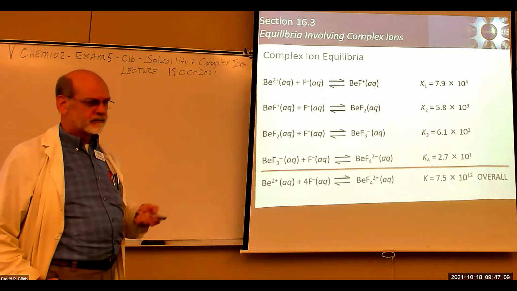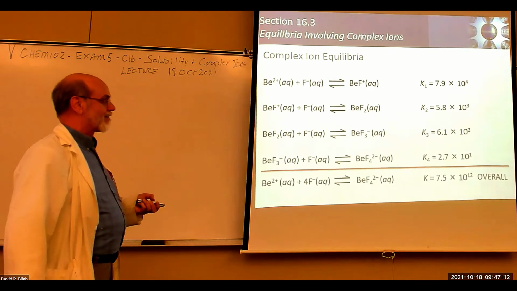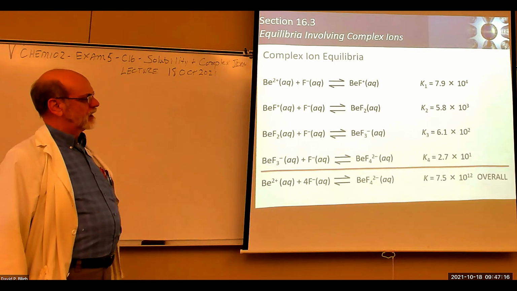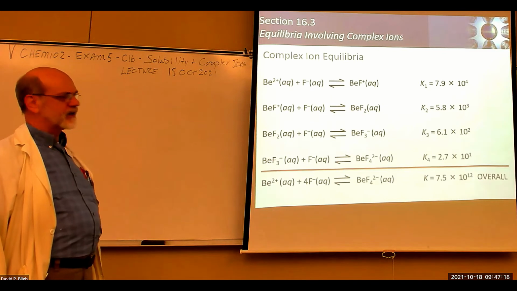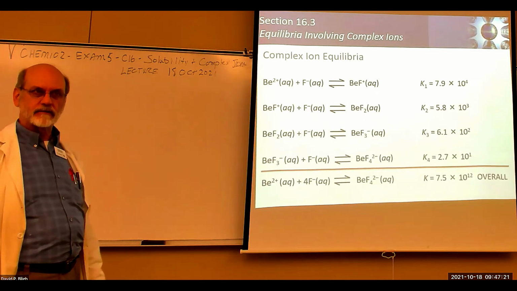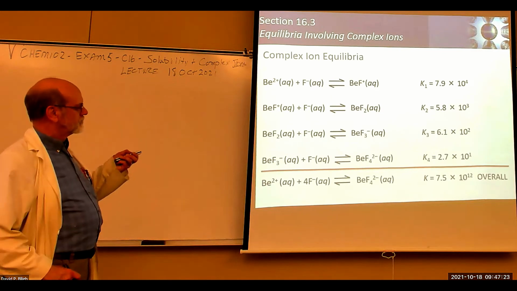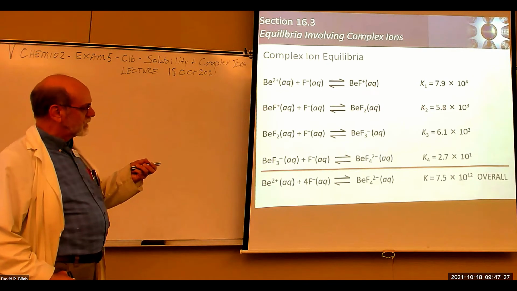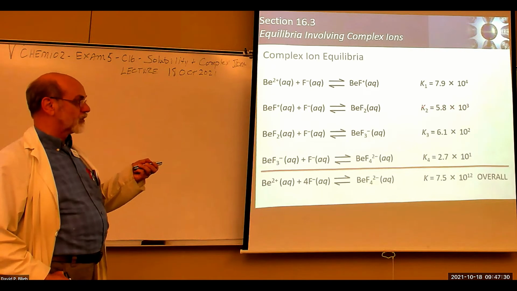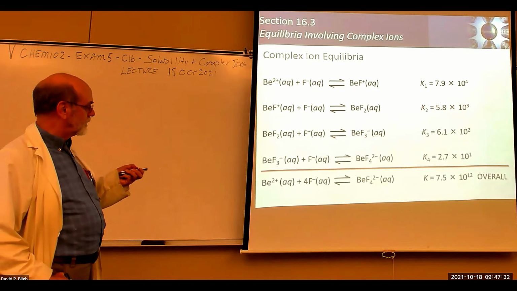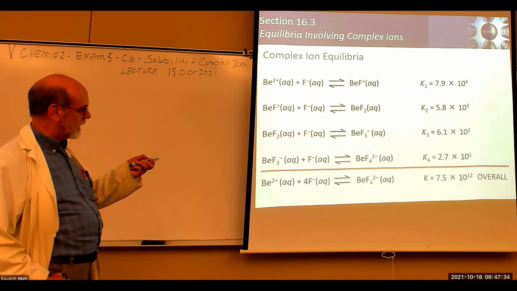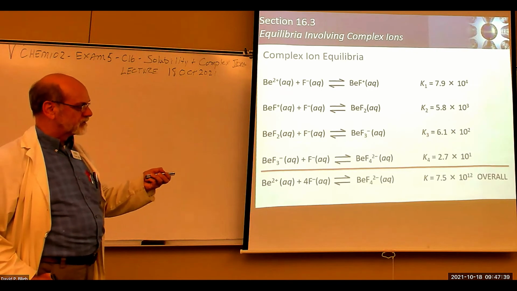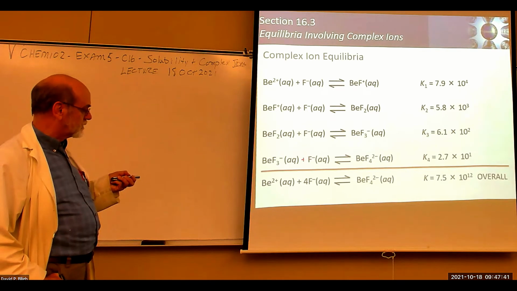10 to the 4th. Let's see, 10 to the 4th is 10,000, so 79,000. So it's way over here. So then this one picks up another fluoride, and it's 10 to the 3rd, so it's way to the right. This one picks up another one, right? That one comes down here, picks up another fluoride, and it's way to the right too. And this one picks up another one.